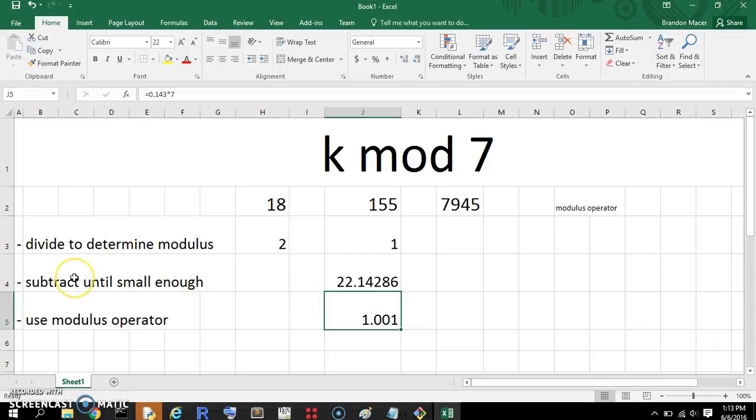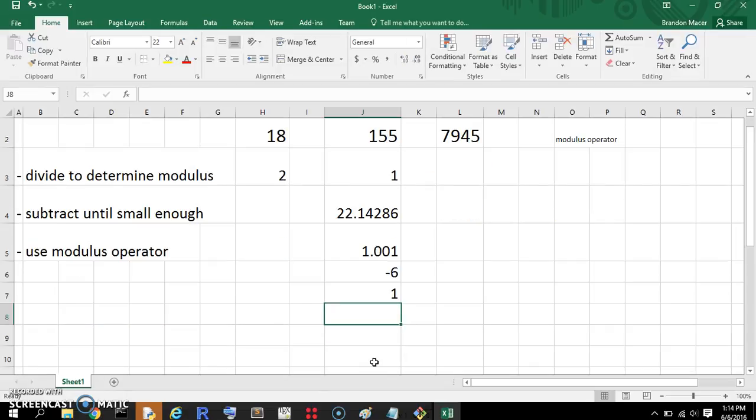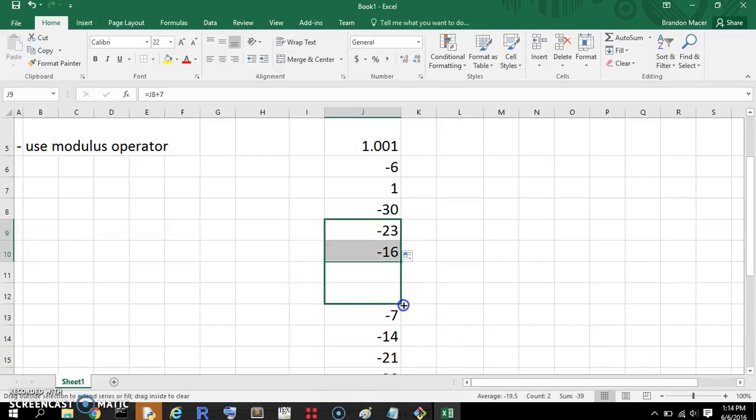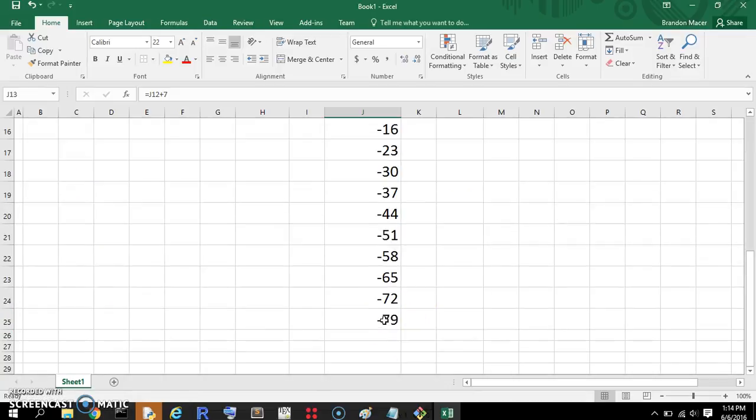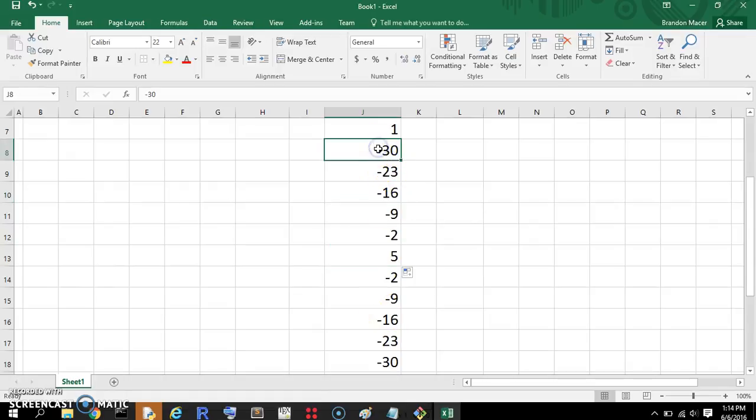Additionally, I'll note that you can subtract until it's small enough, but the same will work in a negative way. For instance, if the number is -6, you can add 7. The number would still be 1. -6 mod 7 would be 1. Or let's say -30 mod 7. We add 7 until we get to a number between 0 and 6. Not -2. 5 is between, so it's 5. -30 mod 7 equals 5.